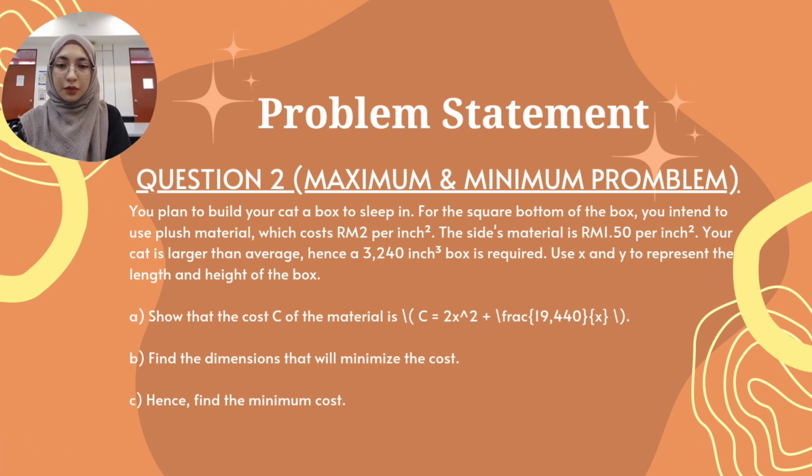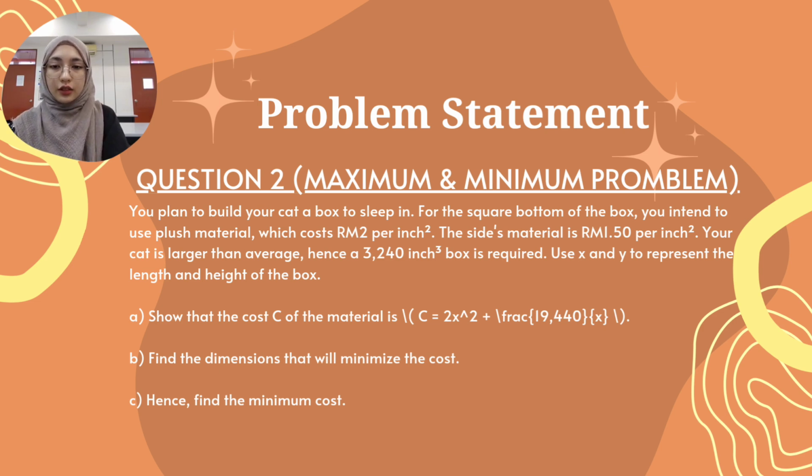2. About the maximum and minimum problem. The question is, you plan to build your cat a box to sleep in. For the square bottom of the box, you intend to use plush material, which costs RM2 per square inch. The side material is RM1.50 per square inch. Your cat is larger than average, hence a 3240 cubic inch box is required. Use X and Y to represent the length and height of the box.